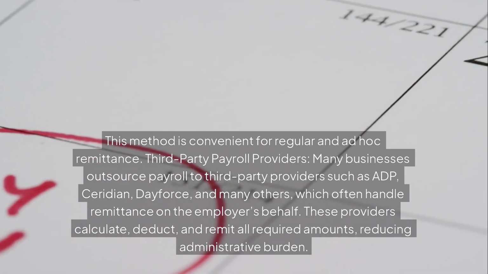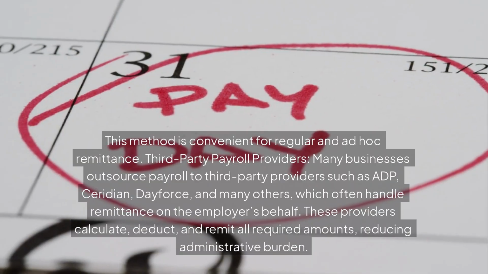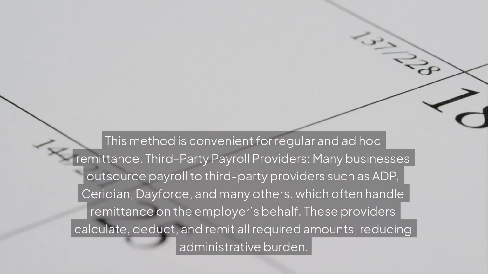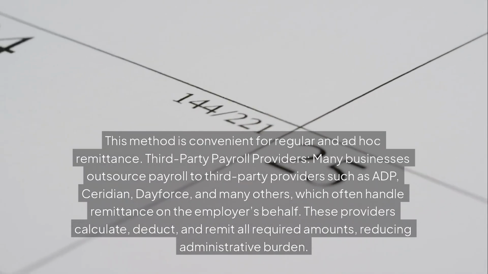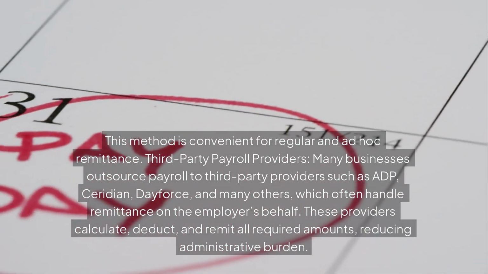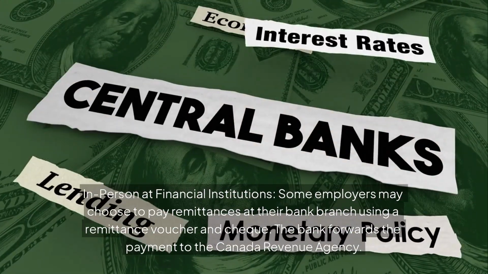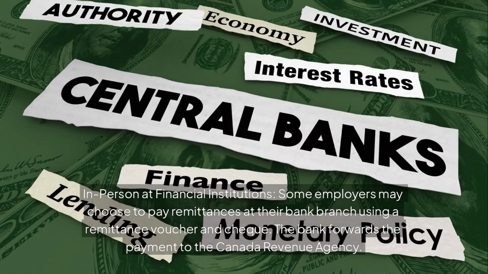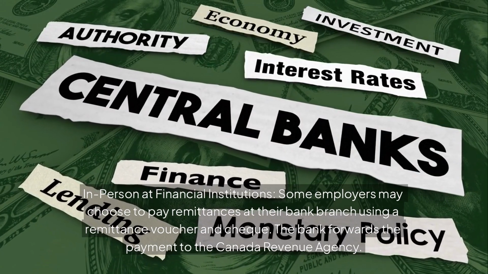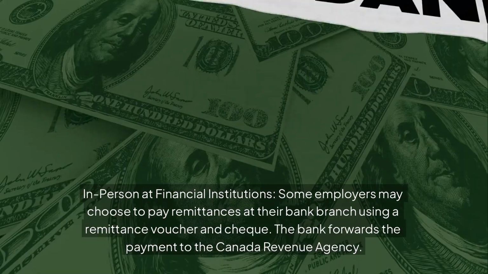Third-party payroll providers. Many businesses outsource payroll to third-party providers such as ADP, Ceridian, Dayforce, and many others, which often handle remittance on the employer's behalf. These providers calculate, deduct, and remit all required amounts, reducing administrative burden. In person at financial institutions, some employers may choose to pay remittances at their bank branch using a remittance voucher and check. The bank forwards the payment to the Canada Revenue Agency.